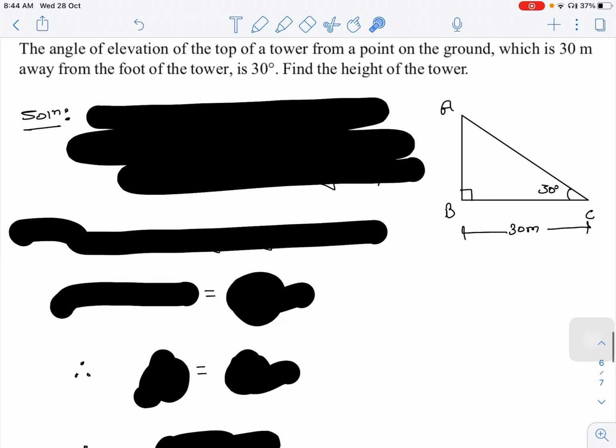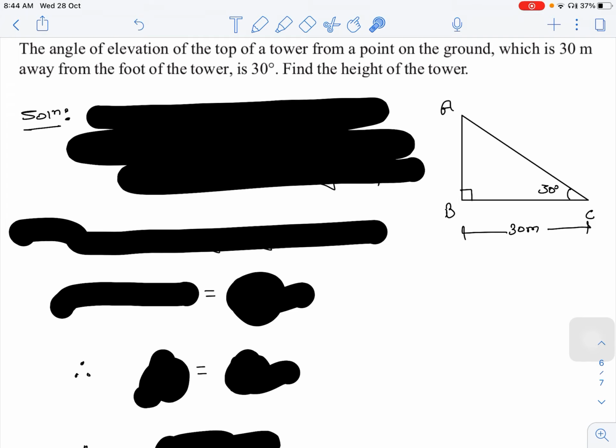Now here, let AB be the height of the tower. This is the foot of the tower. From this foot of the tower, at a distance of 30 meter, point C is present. From this point C, if we look at the top of the tower, which angle will be formed? Angle of elevation will be formed over there. So that angle is 30 degree.